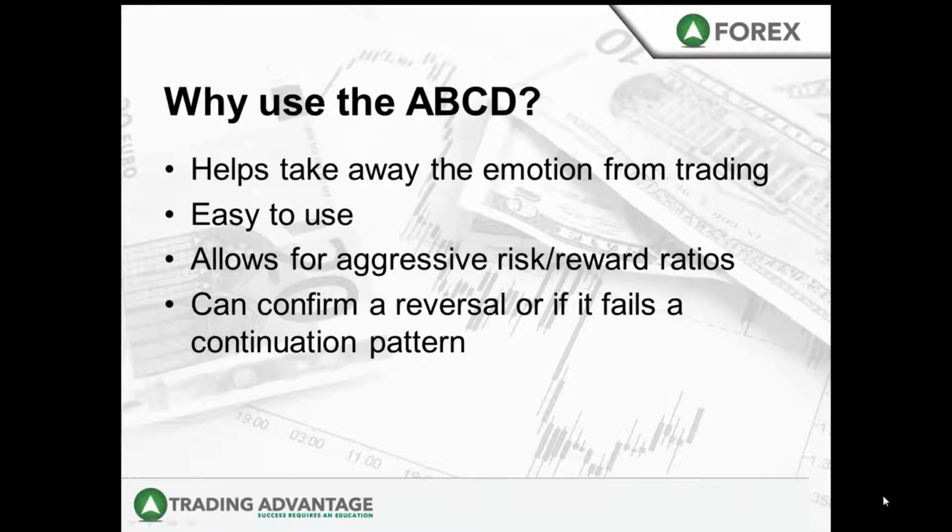So why should we use the ABCD pattern? Well, one of the best reasons is that it helps take away emotion from trading by defining specific entry and exit points. It's also pretty straightforward. You will use specific Fibonacci levels to confirm each leg of the pattern. My favorite reason, though, is that it allows for aggressive risk-reward ratios. You'll find times when you might be risking a 1% move and trying to capture a 5% reversal. Lastly, while we normally find these patterns throughout all time periods, sometimes they fail, and that can be just as useful as it might confirm it.